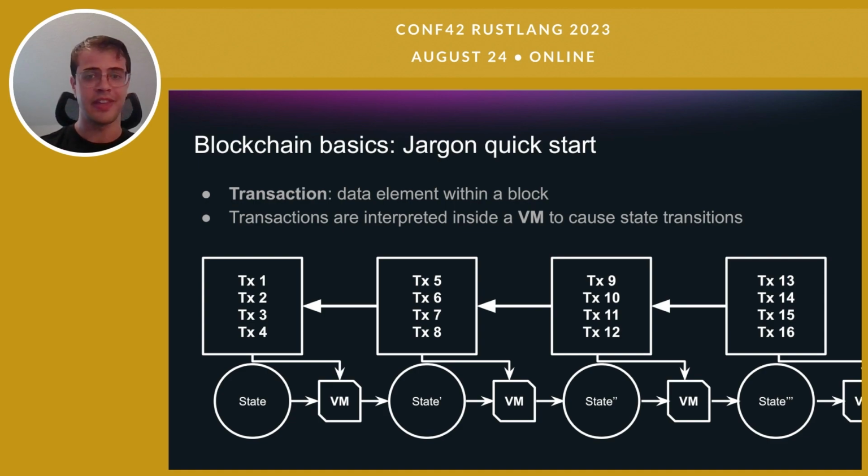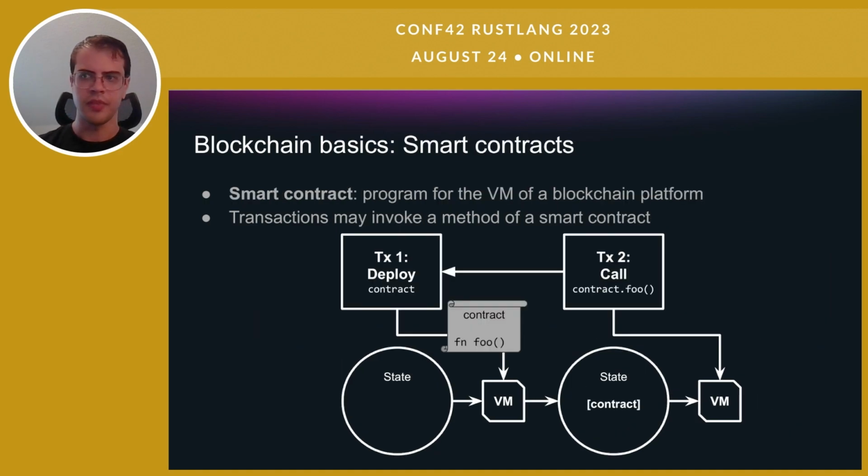So for example, in the case of Ethereum, which is a relatively large blockchain platform you may have heard of before, the state consists of all of the accounts and contracts that exist on the platform, and the virtual machine is the Ethereum virtual machine, the EVM. Transactions can be things like send 3 ETH to some address, or call some method on a contract that was previously deployed. And speaking of smart contracts, let's talk about those.